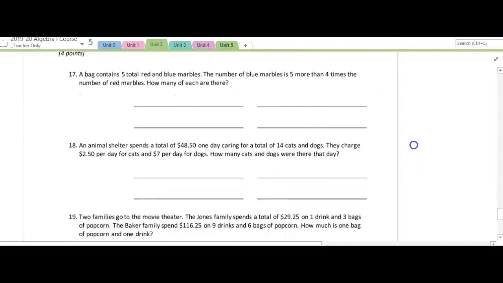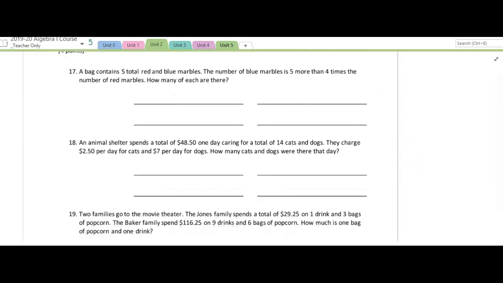Apply what we've learned to the real world. If a bag contains 5 total red and blue marbles, that means the red marbles plus the blue marbles, we don't know how many there are, but we know there's 5 marbles total. We also know that the number of blue marbles is, remember how we translated from Unit 1? 5 more than 4 times the number of red marbles.